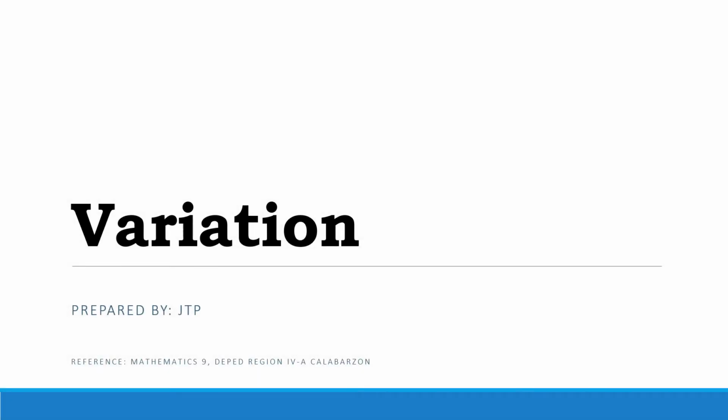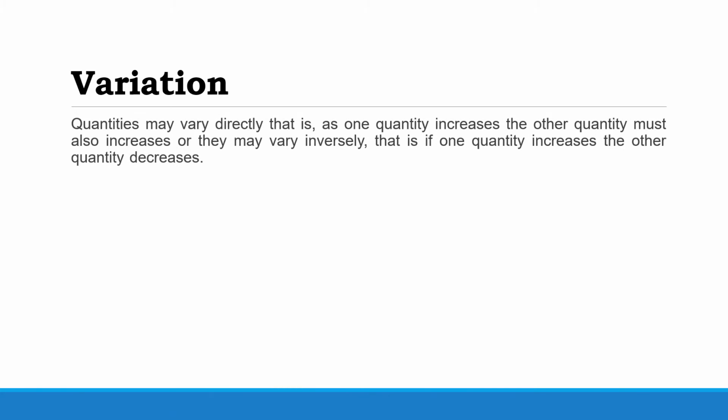Our lesson for the day is about variation. So variation. Quantities may vary directly. That is, one quantity increases, the other quantity must also increase. Or they may vary inversely. That is, one quantity increases, the other quantity decreases.